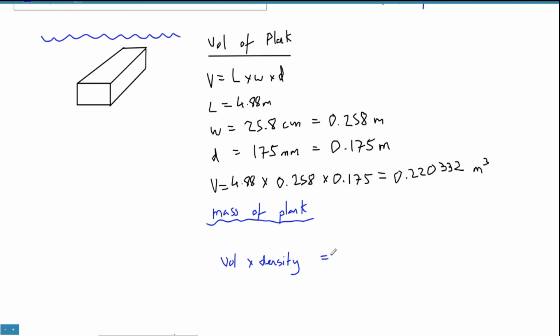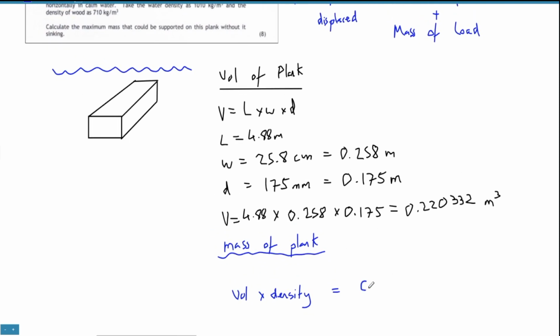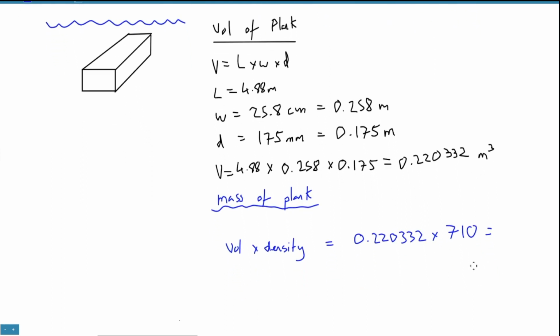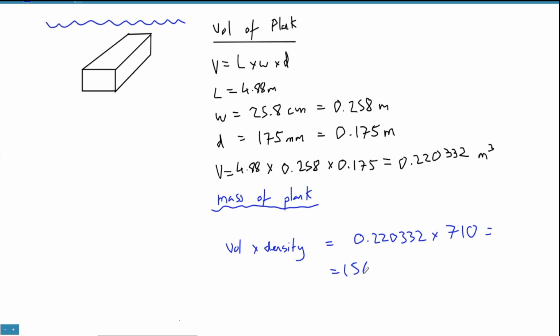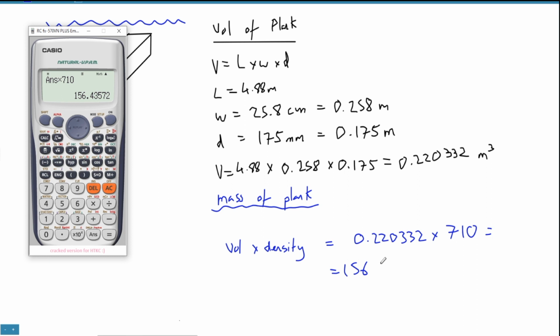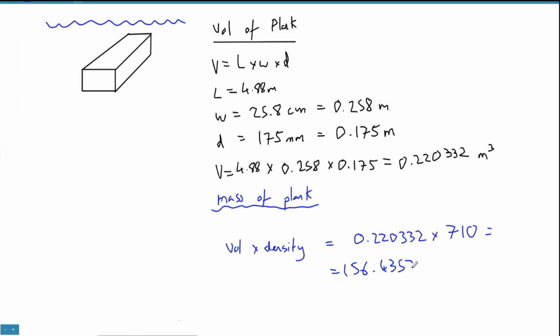Right. Okay, so the volume is 0.220332. We just calculated it, it's not given. And we multiply that by the density, which is 710. And that will give us the mass of this thing in kilograms. I've already got the number in my calculator, actually. The 0.22, just times it by 710. And I get 156.4357 and then 2 kilograms. That's how much this thing weighs, or its mass.